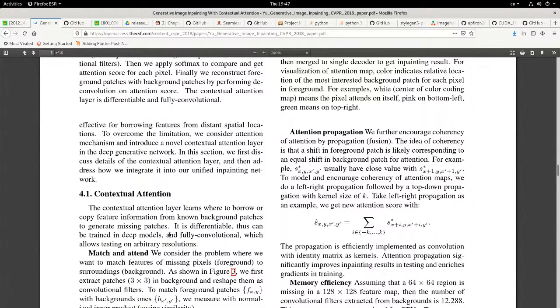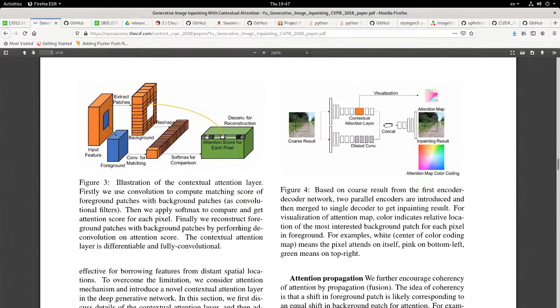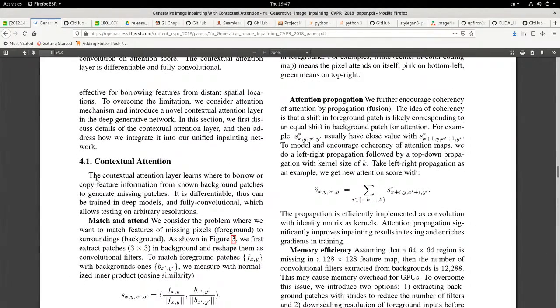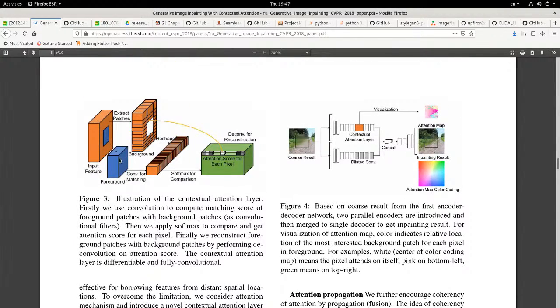It needs to be differentiable, thus can be trained in deep models and fully convolutional, as well as testing arbitrary resolutions. Ah, okay. Contextual attention layer. Okay, yeah. We consider the problem where we want to match features of missing pixels to surroundings. Oh, the missing pixels are the foreground. Oh my god, I'm an idiot. Okay. And the surroundings is the background. So this blue thing is the mask, if I'm understanding correctly.